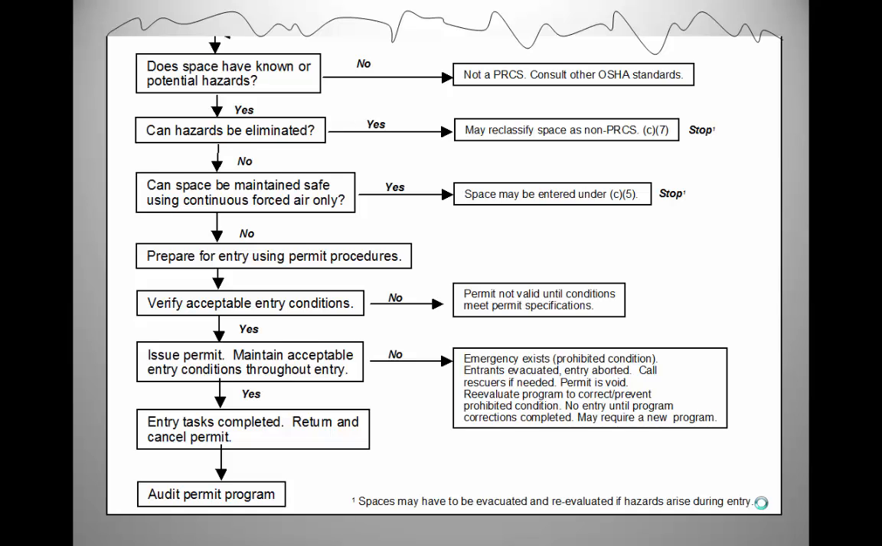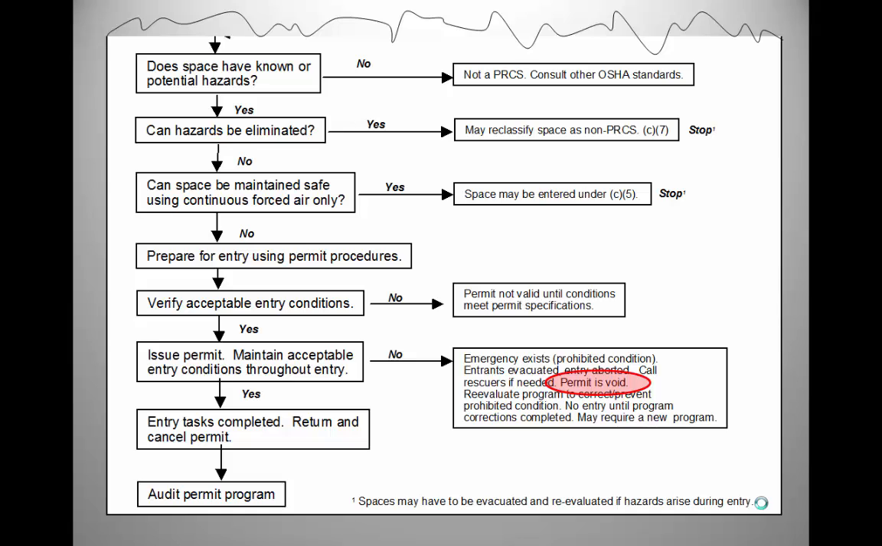So things are going on and something bad happens. An emergency exists. Entrants are pulled out, the entries are boarded, they call rescuers if needed, and then there is the magical word: the permit is void. So that permit that entity may have showed you, it is no longer valid.